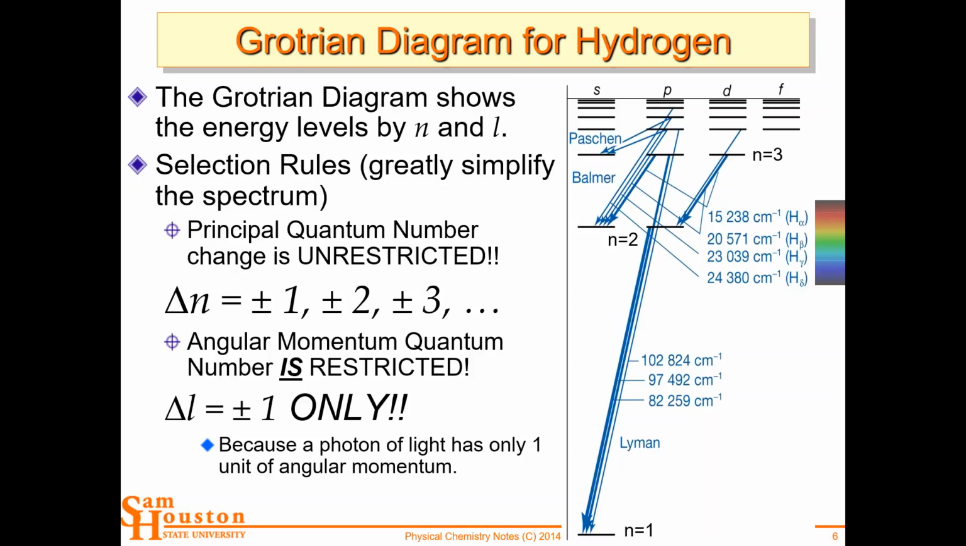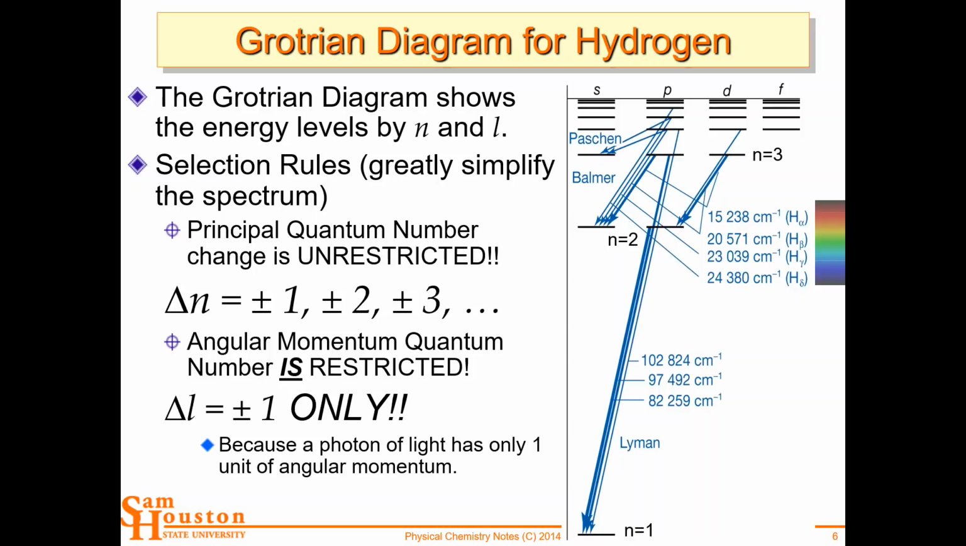Notice how the principal quantum number is unrestricted. So delta n can be anything. It can go from 2 to 1, but it could also go from 3 to 1 or 4 to 1 or 5 to 1. But there does appear to be a restriction on the angular momentum quantum number changes. So these are selection rules in this diagram. Notice how the blue arrows all go either left one column or right one column. So we're seeing the selection rules here.